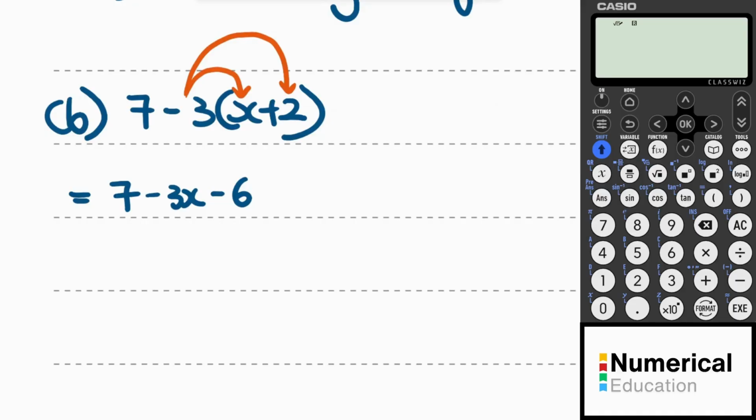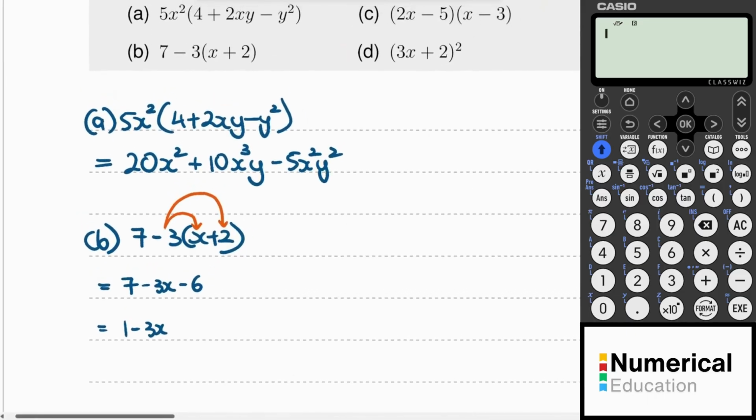Okay, so I've done the expansion. I probably want to simplify things. I can see a couple of like terms. The 7 minus 6 is 1, so it'll be 1 minus 3x. Cool, let's keep going. So that's part B.